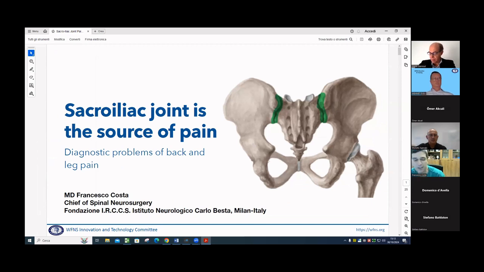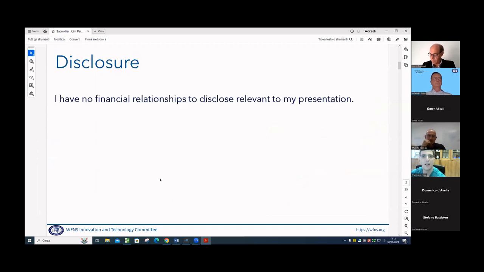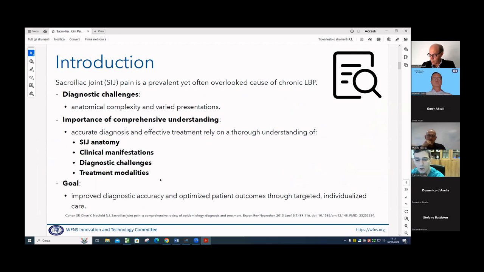So we know that back pain can originate not only from the lumbar spine, but also the sacroiliac joint can be a source of pain. So it's quite important to know what the anatomy of this pseudo joint is and to consider it in the differential diagnosis.